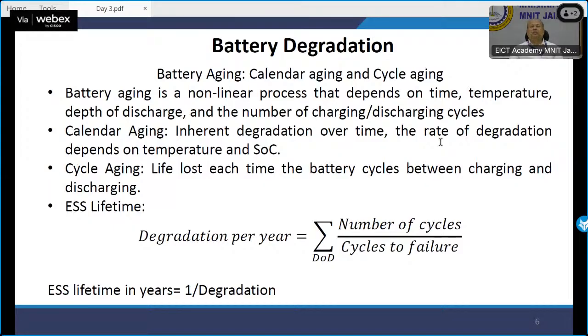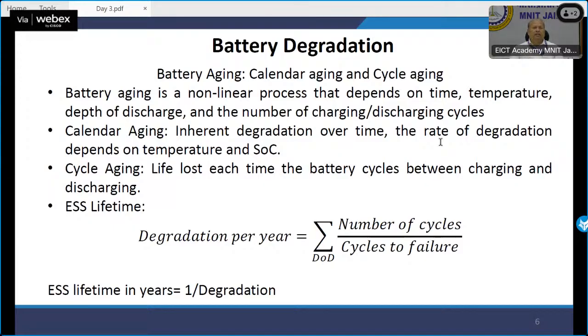For any battery storage technology, the efficiency of the battery depends on the temperature within which it is being protected. That's why all the truck size boxes having 300 to 400 kilowatt hour battery storage, we provide appropriate cooling to that, okay? So cycle aging is life lost each time the battery cycles between charging and discharging. So one cycle means there is a reasonable time we are losing on that, okay? The life of the battery depends on the number of times it is charged and discharged.